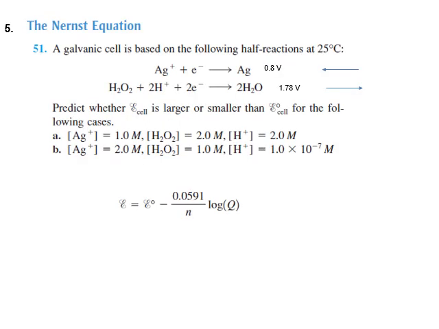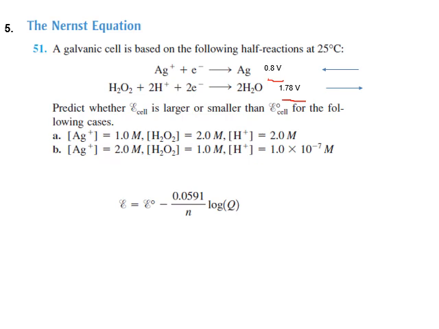All right, a galvanic cell is based on the following half reactions at 25 degrees centigrade. And I wrote the little voltages over to the right-hand side. So Ag+ plus e- gives Ag, and it's 0.8 volts. So we can try to picture in our minds where these are going to be located in the chart. And then H2O2 plus 2H+ giving 2H2O is 1.78 volts. Which of those two numbers is larger? Which one would be above the other one? The H2O2 plus 2H+ is going to be on top if it were written in the chart.